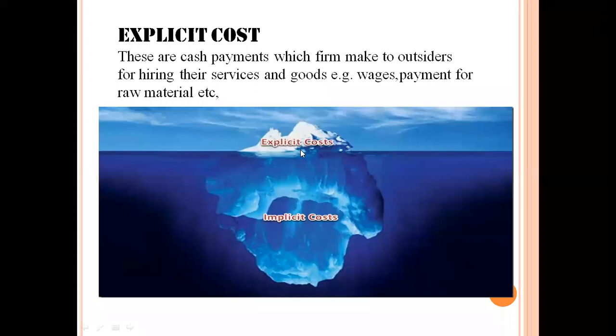Now let's come to the explicit cost first. What is explicit cost? Then we will study the implicit cost. When we define what is explicit cost, we will simply define that explicit cost is the cost which we have to pay to outsiders. That is the explicit cost. So simply explicit cost refers to the payment which is made by the firm to outsiders for hiring their services and goods. That is known as explicit cost.